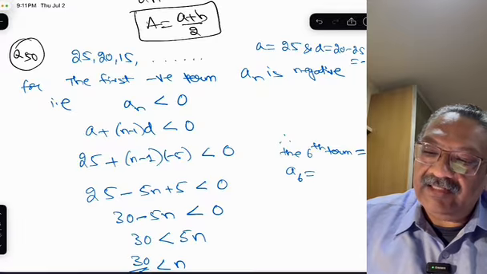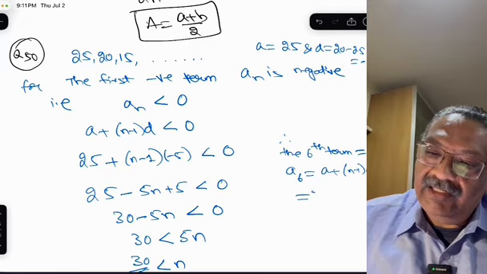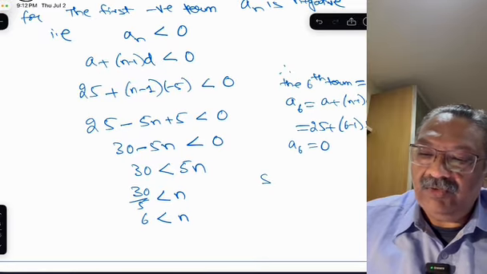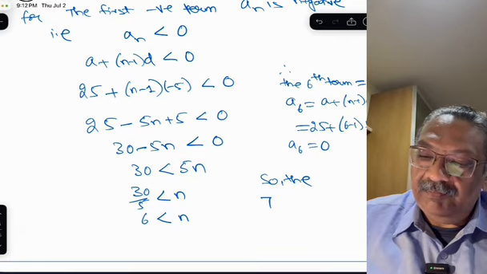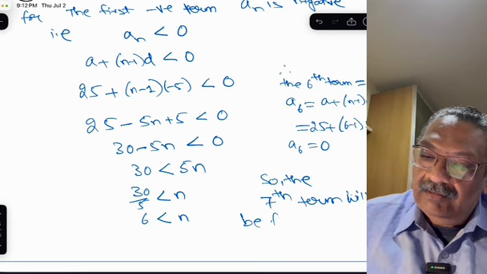Let's find out. a6 is a plus n minus 1 into d. a is what? 25 plus 6 minus 1 into minus 5. So a6 will be 0. So the seventh term will be the first negative term.